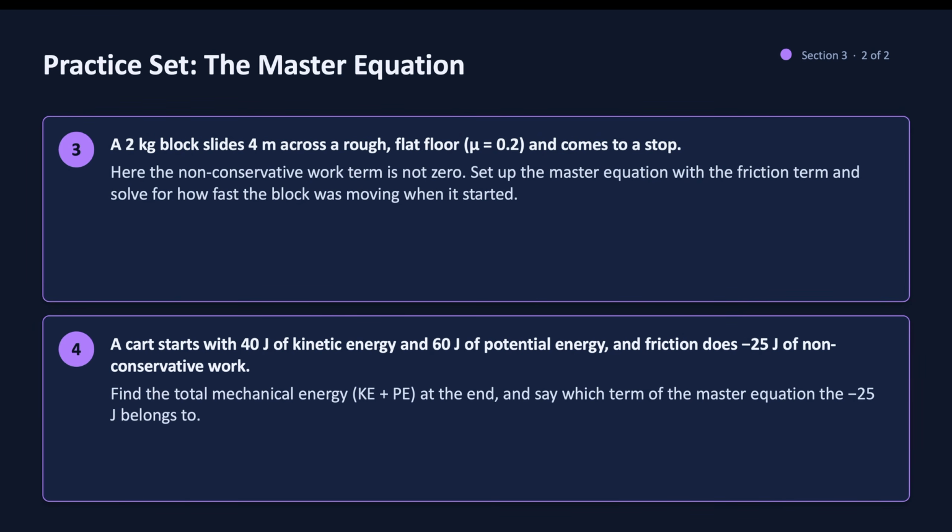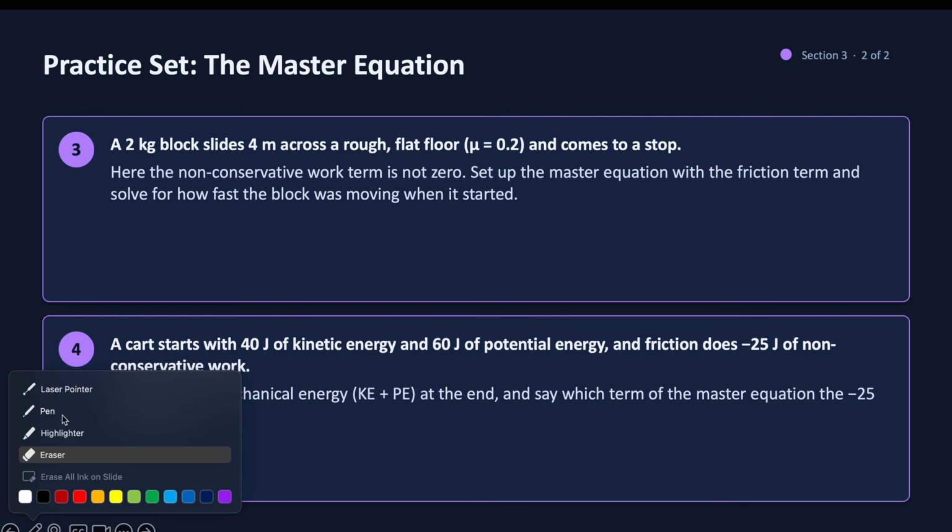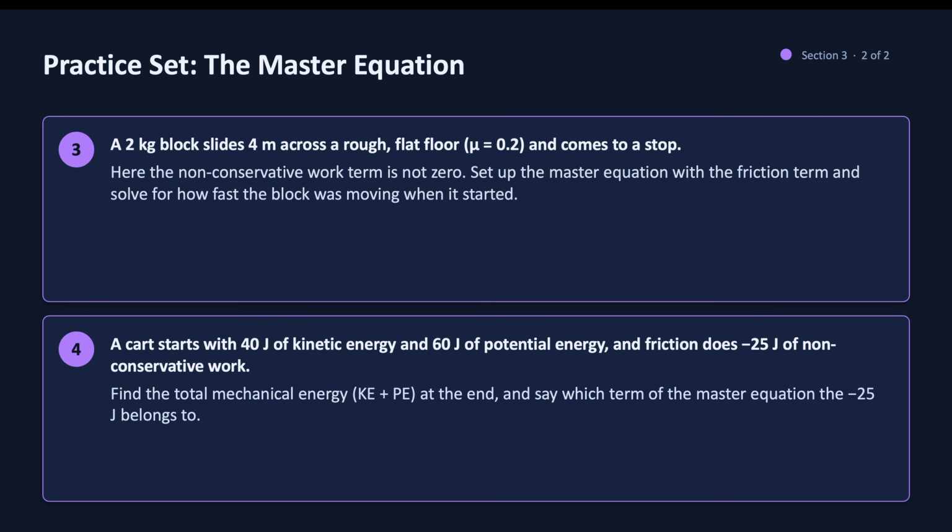So we have a 2 kg block that slides 4 meters across a rough, flat floor with mu k of 0.2 and comes to a stop.